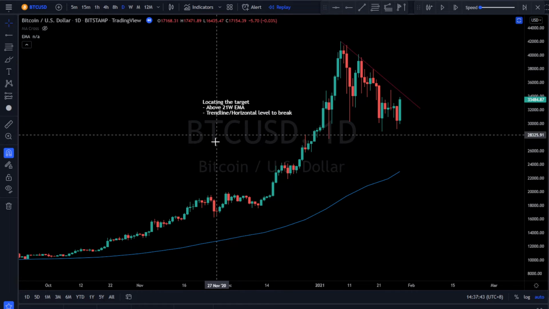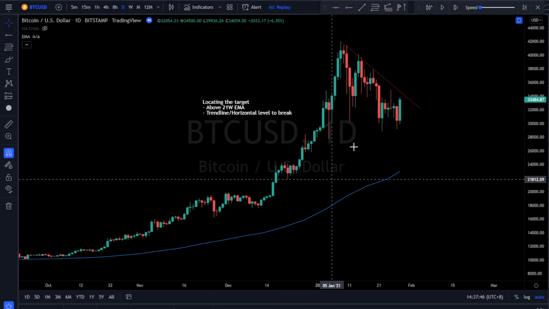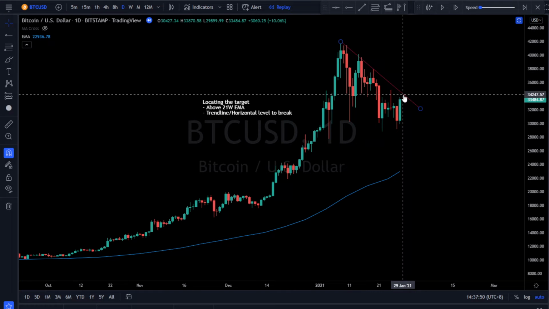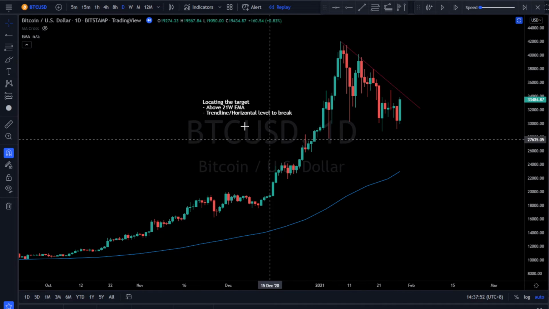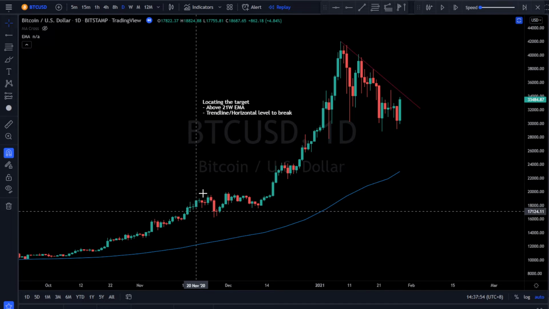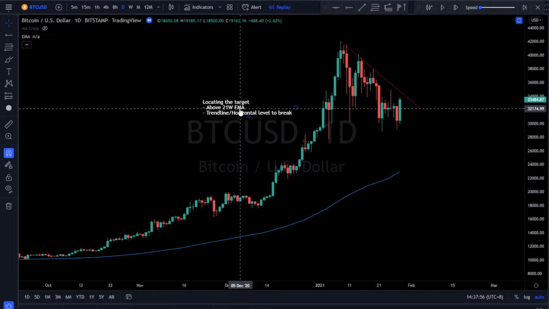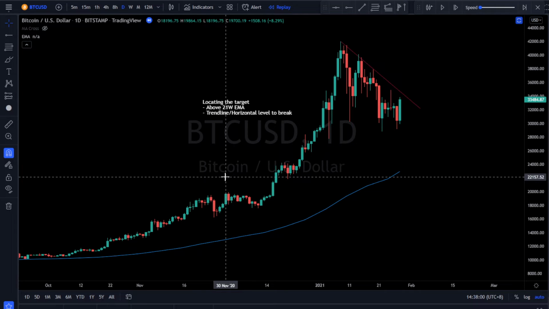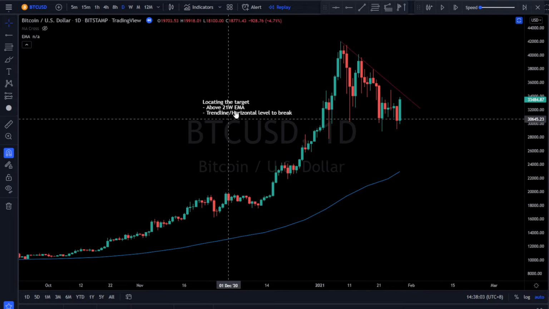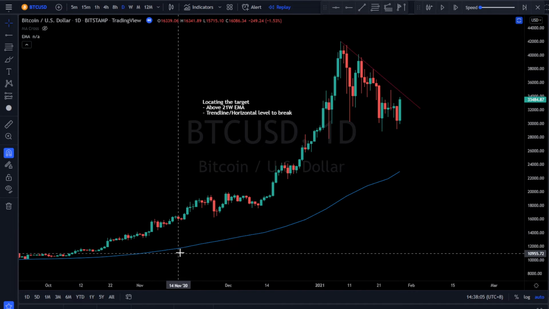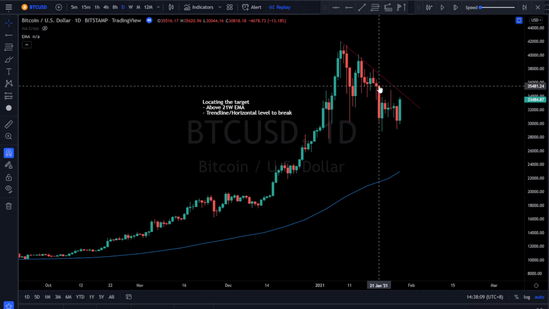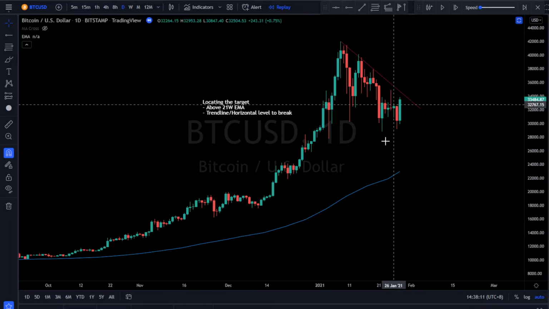Okay, locating the target. First, you want the trend to be your friend. You want the trend to be in your favor when you're taking breakout trades. So what I use over here is the exponential moving average of the 21 week. That's quite popular, especially in crypto trading. So we want to make sure that if we're buying, price is above the 21 week exponential moving average. So we have it here, it's way above.